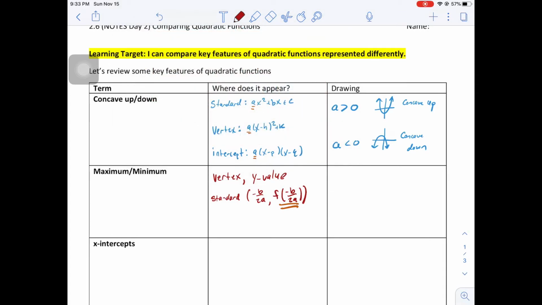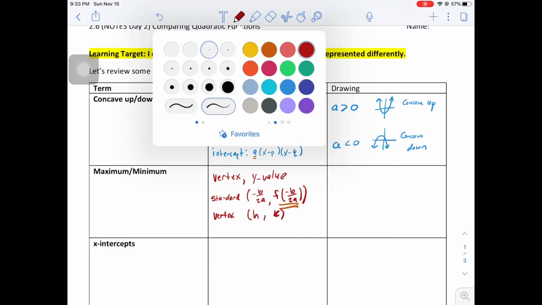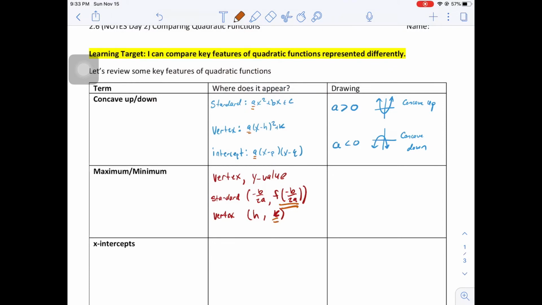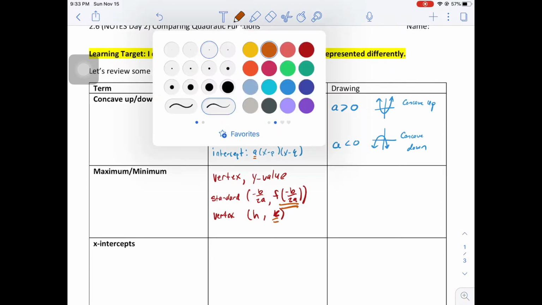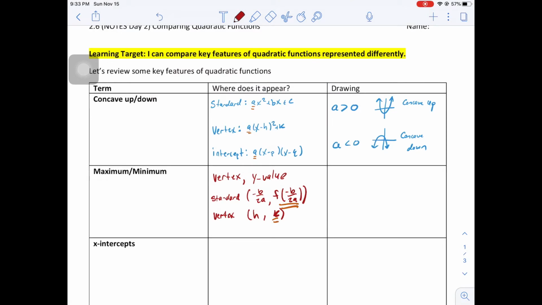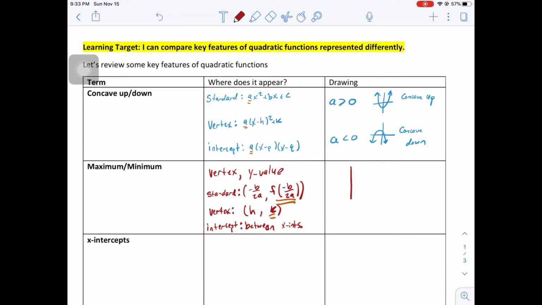Alright, where does this appear? In vertex form, it's h comma k. So again, the y value, so the k value would be the max or minimum. And then in intercept form, it's just the direct middle of the two x-intercepts. So between the x-intercepts.